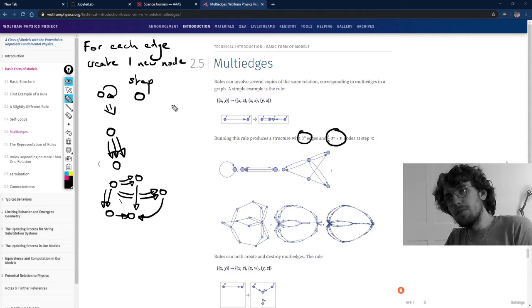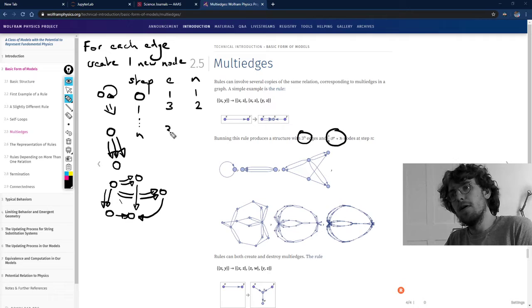step 0. We start with edges, nodes. We start with one edge, one node. Step 1, 3 edges, 2 nodes. Step n, 3^n edges, n plus 1. No, so 3 to the n edges. 3 to the n plus 1. That's the one that should be n plus 1.